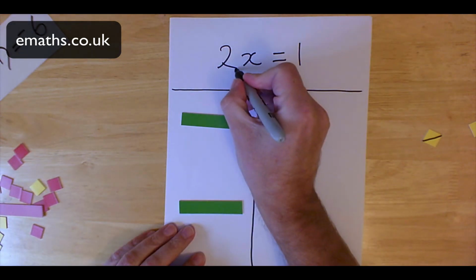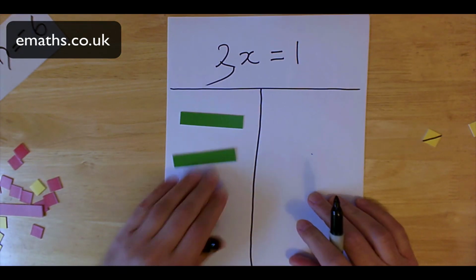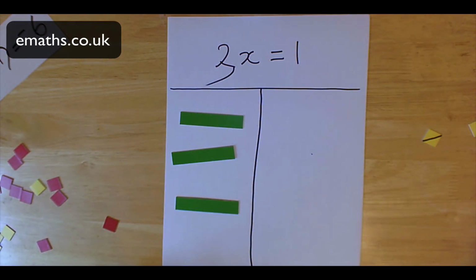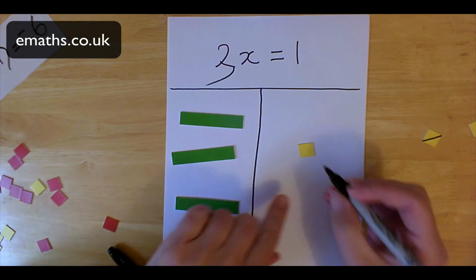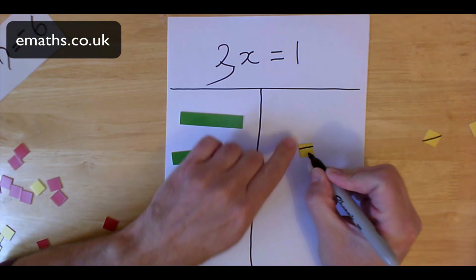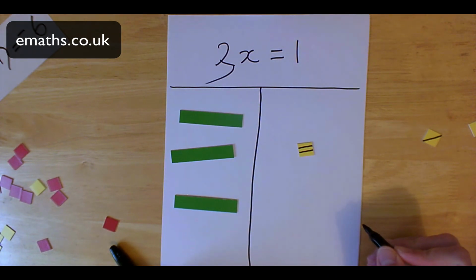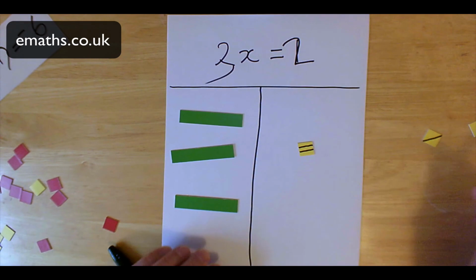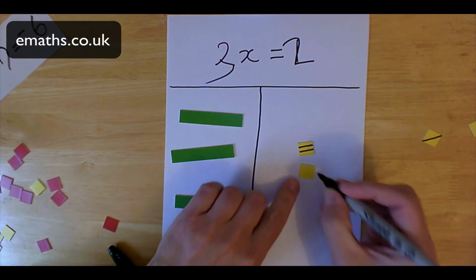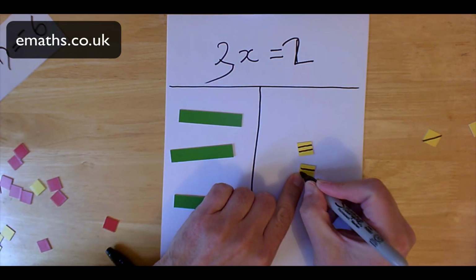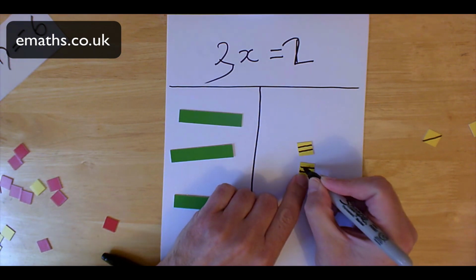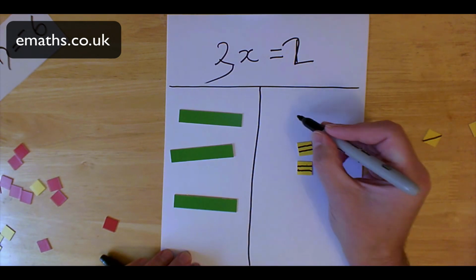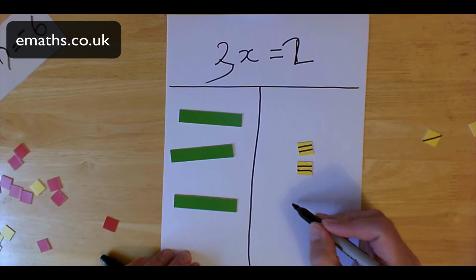Equally, if this had been a 3x and I'd had 3 on this side over here and that was equal to 1, then the children can split this up into thirds like this. If over here had been equal to 2, then again they can split it into thirds by cutting, distribute these thirds, and I'll have 2 thirds here, 2 thirds here, and 2 thirds here.